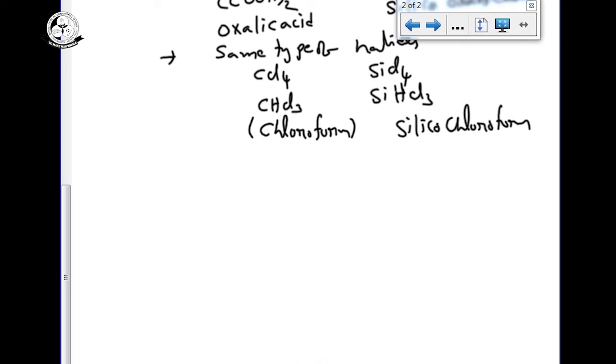Now the remaining topics are general discussion, like physical properties and chemical properties, which we are discussing. In the next class we are going to start with the allotropes of carbon. What are the different allotropes of carbon? Their allotropes and their compounds we will discuss in the next class.